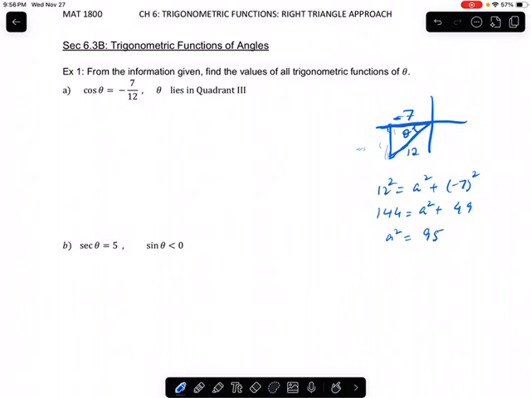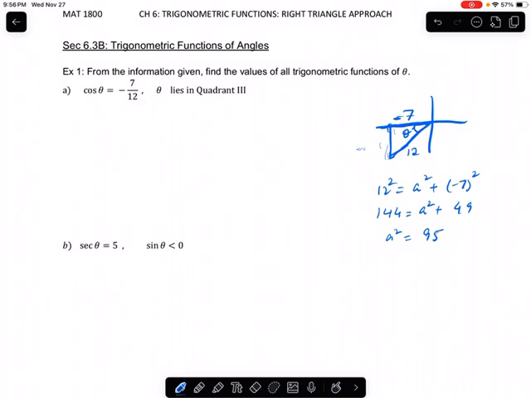6.3b. So now we have some information given about our angle theta, and we have to find the six trig functions for that theta. First of all, we are given that cosine of theta is equal to negative 7/12, and that theta lies in quadrant 3. So you can do this question using the identities.